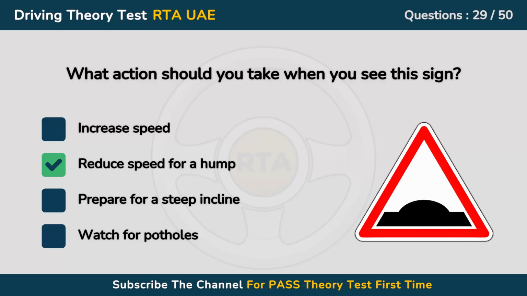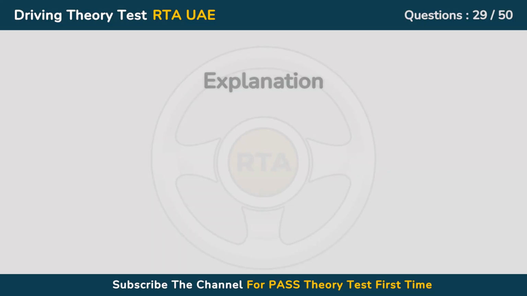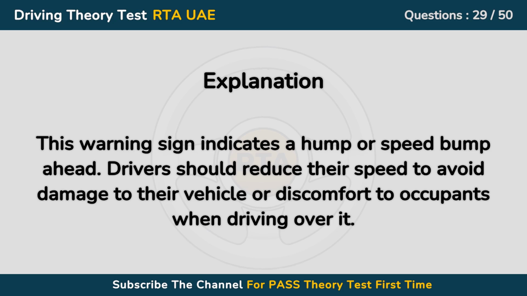Answer is B. Reduce speed for a hump. This warning sign indicates a hump or speed bump ahead. Drivers should reduce their speed to avoid damage to their vehicle or discomfort to occupants when driving over it.